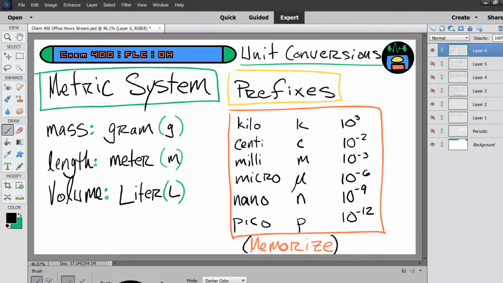Again, there's like 14 plus in your textbook. We don't need all of them, but we do need all the small ones because this is chemistry. We're dealing with atoms, we're dealing with molecules, we're dealing with things that are very, very, very small.